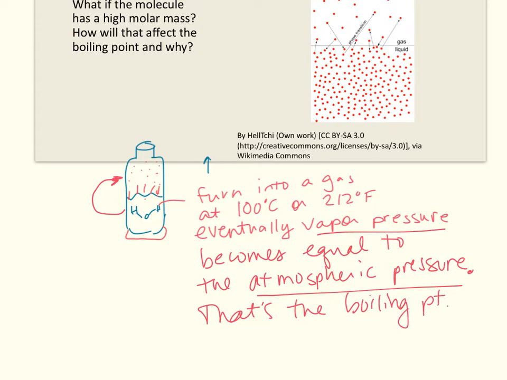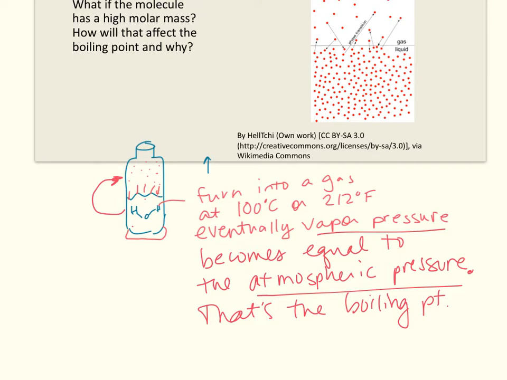So as the temperature goes up, the vapor pressure is going to increase until it reaches atmospheric pressure, and at that point, all of this is going to have the ability to turn into a gas. So let's talk about if the molecule has a high molar mass. If the molecule has a high molar mass, then it's going to be harder to get it into the gas phase because they're going to be more attracted to one another.